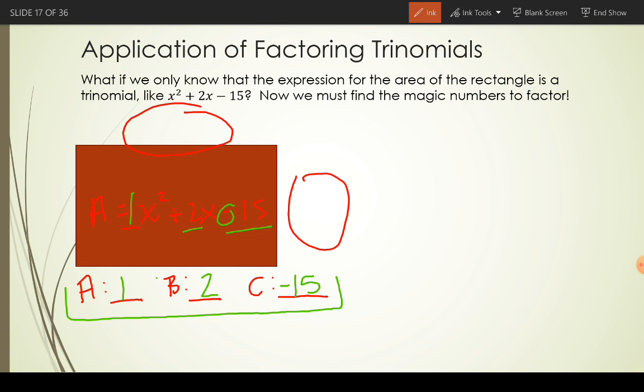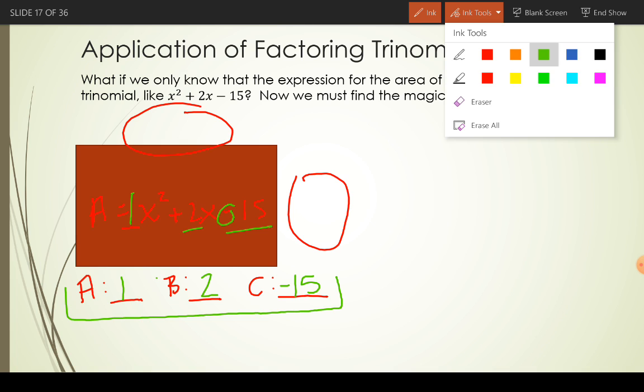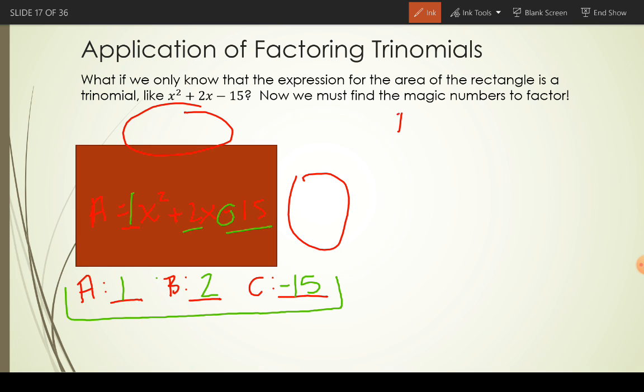So when I find my magic numbers, I need 2 numbers that multiply to give me A times C, which is going to be from our chart here. A times C is 1 times negative 15, which is negative 15. And then it needs to add to give us our B value. Our B value here is 2.